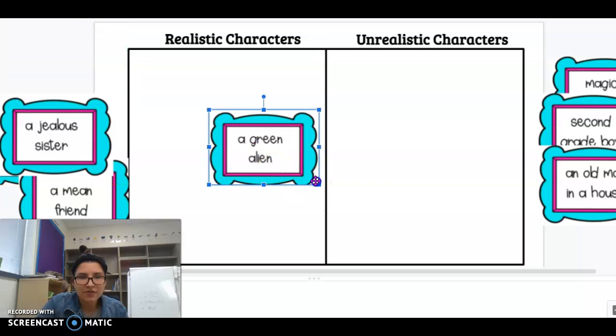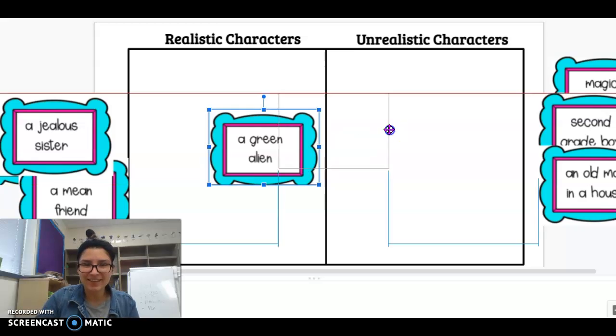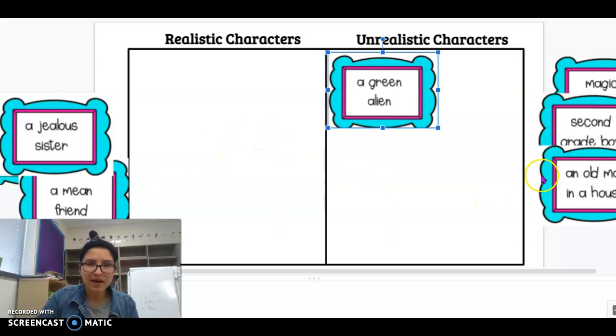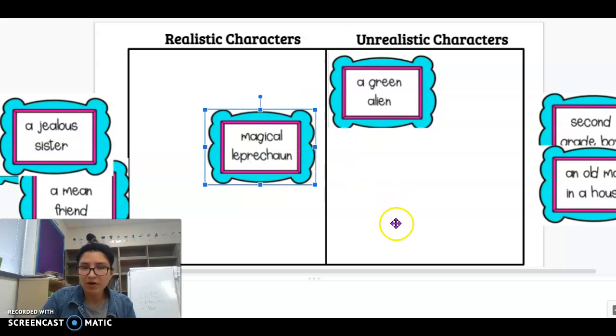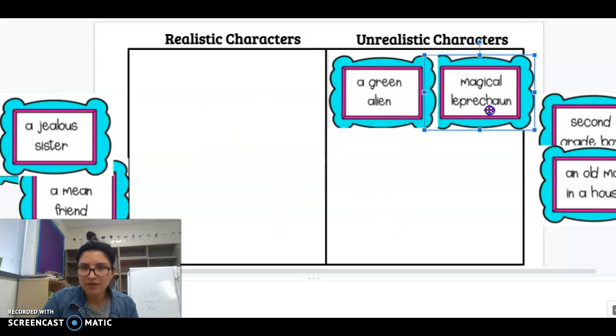So right here, here's the first one. A green alien. Is that a realistic character or unrealistic character? Good, that is an unrealistic character. It's going to be made up. Let's grab one from over here. Magical leprechaun. Is that a realistic character or an unrealistic character? Good job. Unrealistic character. Let's put that over here.